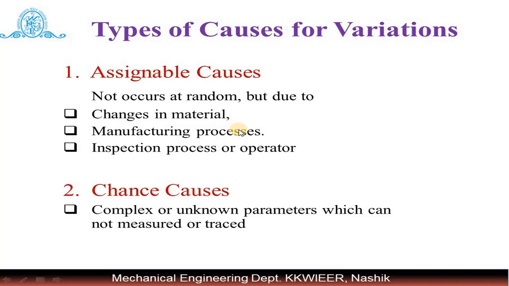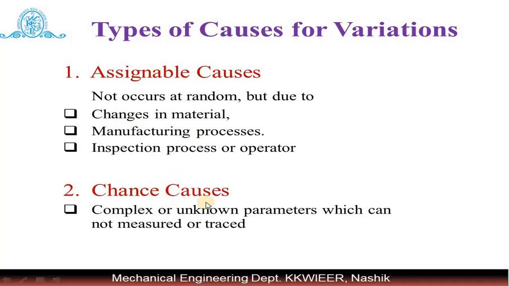Let us consider one example. Suppose we are going to consider the diameter of shafts. During manufacturing, each shaft which is manufactured will vary and will not be identical. This may happen due to the tool wear for every shaft processed. So the tool wear will become our assignable cause. So this is about the assignable cause.